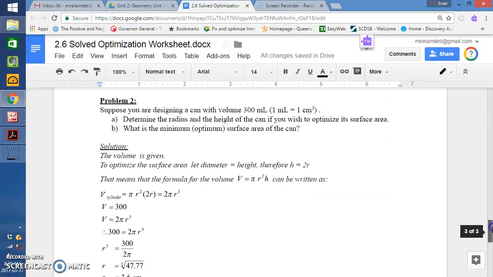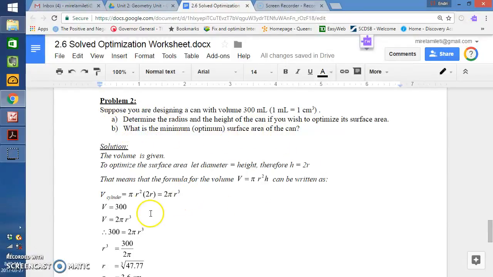In this example, we have the volume given to us and we have to determine first the radius and the height, so the dimensions of the cylinder, that provide us the minimum surface area, so optimizing the surface area. And then on part B, we have to figure out what that surface area is.